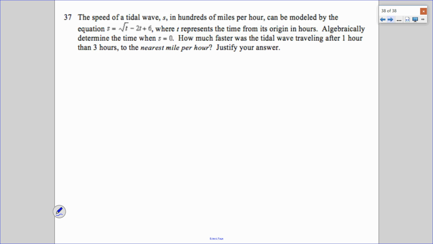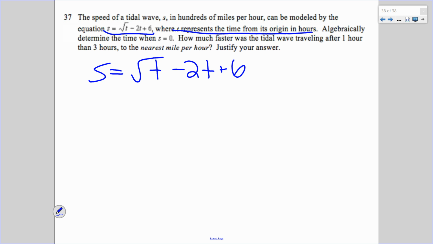37 is fine. Last question, 6-point question. The speed of a tidal wave, s, in hundreds of miles per hour, can be modeled by the equation s equals radical t minus 2t plus 6, where t represents time from its origin in hours. Okay, I've got a formula. S equals radical t minus 2t plus 6. Algebraically determine the time when s equals 0. Very straightforward, except for the fact that the board's not working.